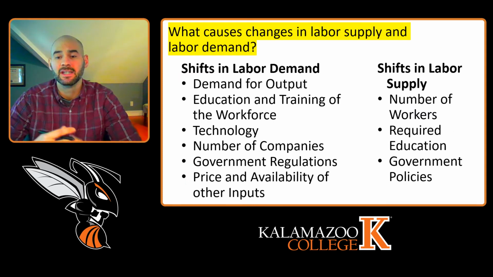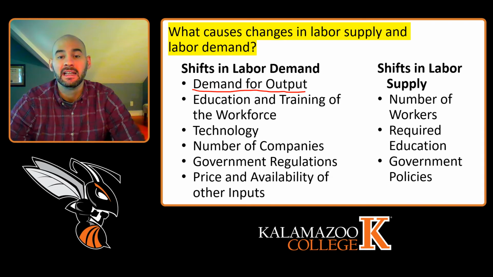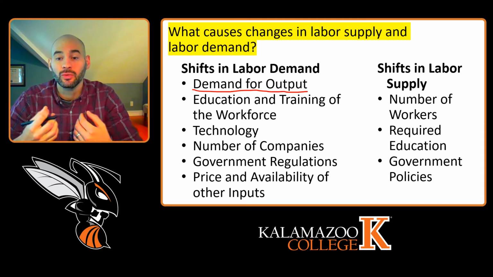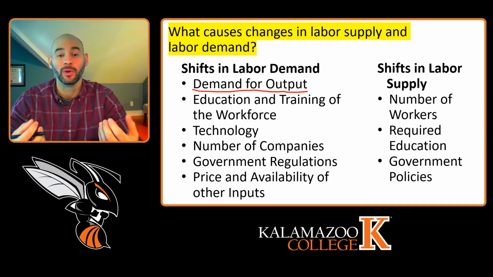So let's take a look at some market forces which would impact the entire labor demand curve or the entire labor supply curve. When we think of the demand for output increasing, if you work for 3M and you now need to make more masks because of the pandemic and there's a greater demand for your products, then you're going to need to hire more workers. And so the labor demand curve is going to shift outward, because you need to make more products, which is going to require more labor.